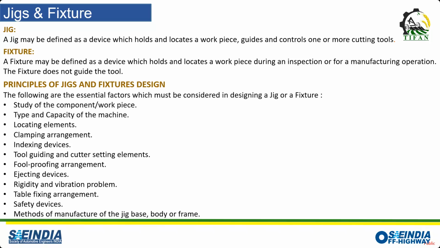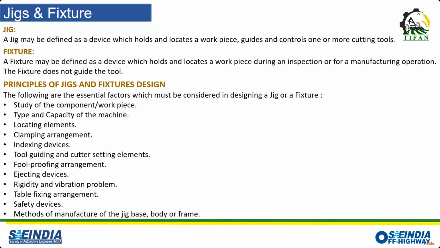So a jig is basically defined as a device which holds and locates the workpiece and tools. It guides the tools and makes sure that we have very precise manufacturing carried out. And a fixture is nothing but a device that is used to hold the workpiece, let's say parts and sub-assemblies, for inspection as well as for manufacturing.